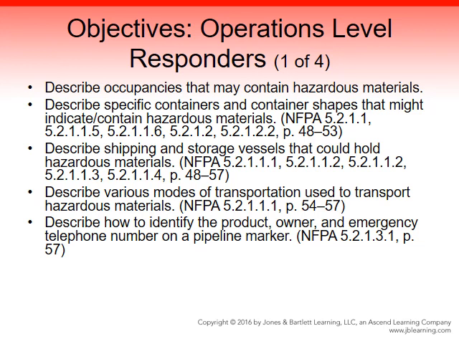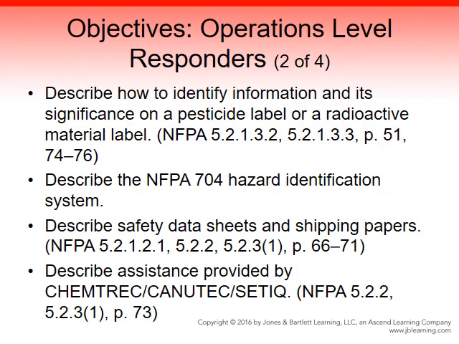And describe various models of transportation used to transport hazardous materials. Describe how to identify the product, owner, and emergency telephone number on a pipeline marker. Describe how to identify information and its significance on a pesticide label or a radioactive material label. Describe the NFPA 704 Hazard Identification System. Describe the safety data sheet in shipping papers. Describe assistance provided through Chemtrec.